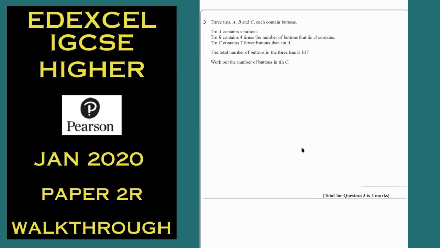So, the next one, we've got 3 tins. It's pretty much laying it out for you. And the word total. So tin A contains x. B is 4 times that. C is 7 fewer than A. And it's saying the total is 137. We've set it up. Let's simplify and get it solved.